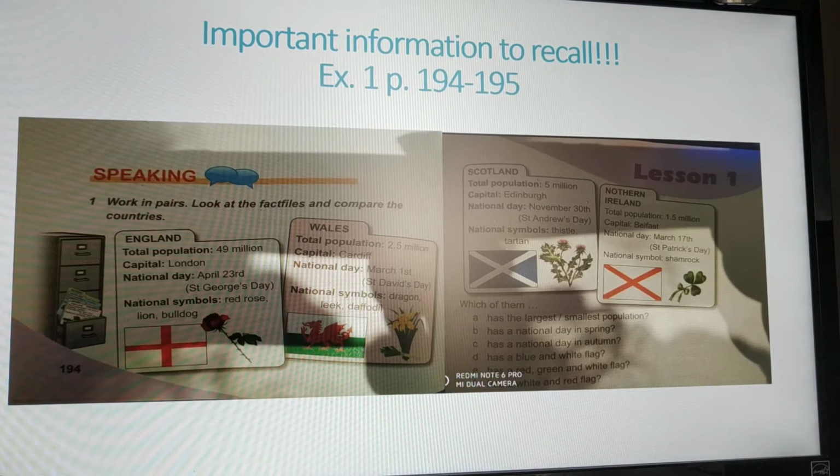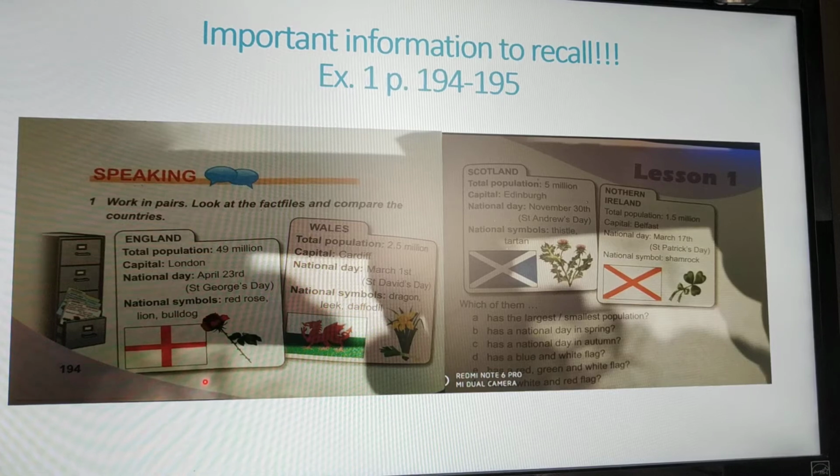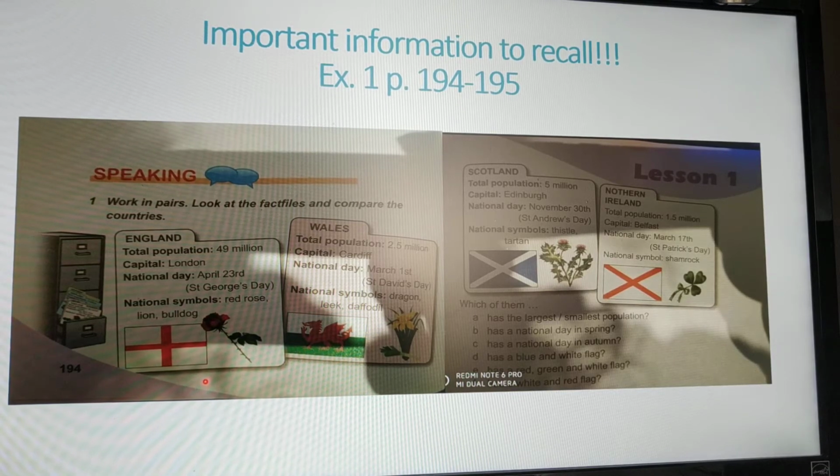Let's start with England. The population of England is 49 million people. The capital is London. The English people celebrate the National Day on the 23rd of April. Their patron saint is Saint George. The national symbols of England are the red rose, the lion, and the bulldog.